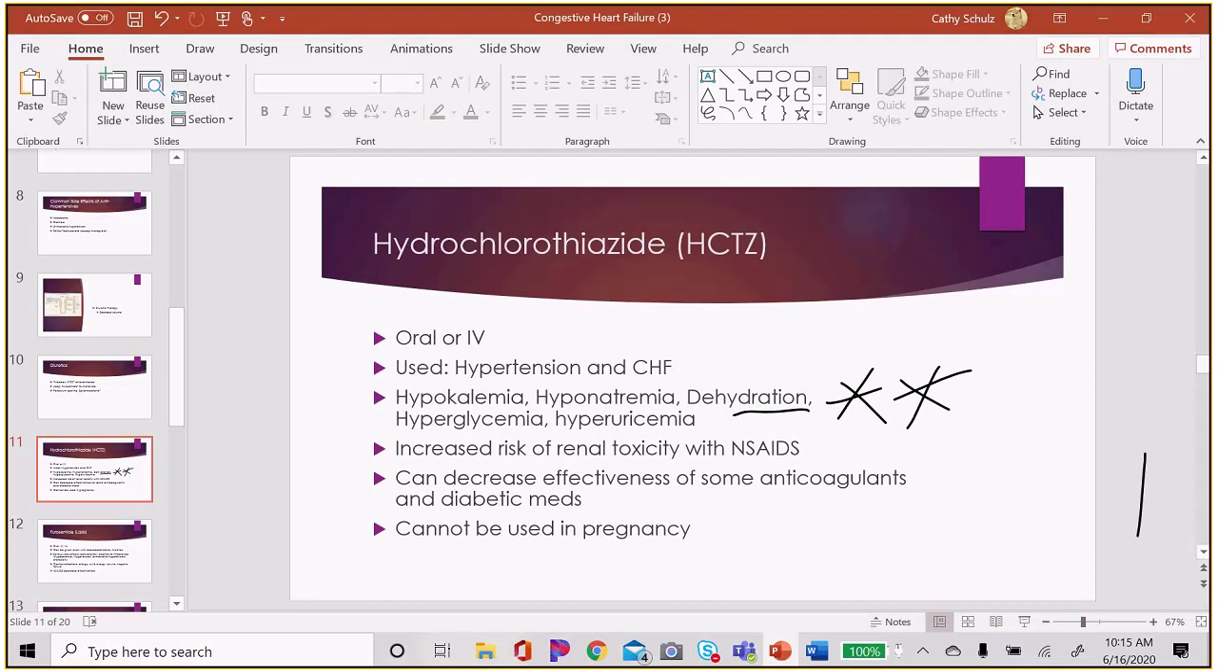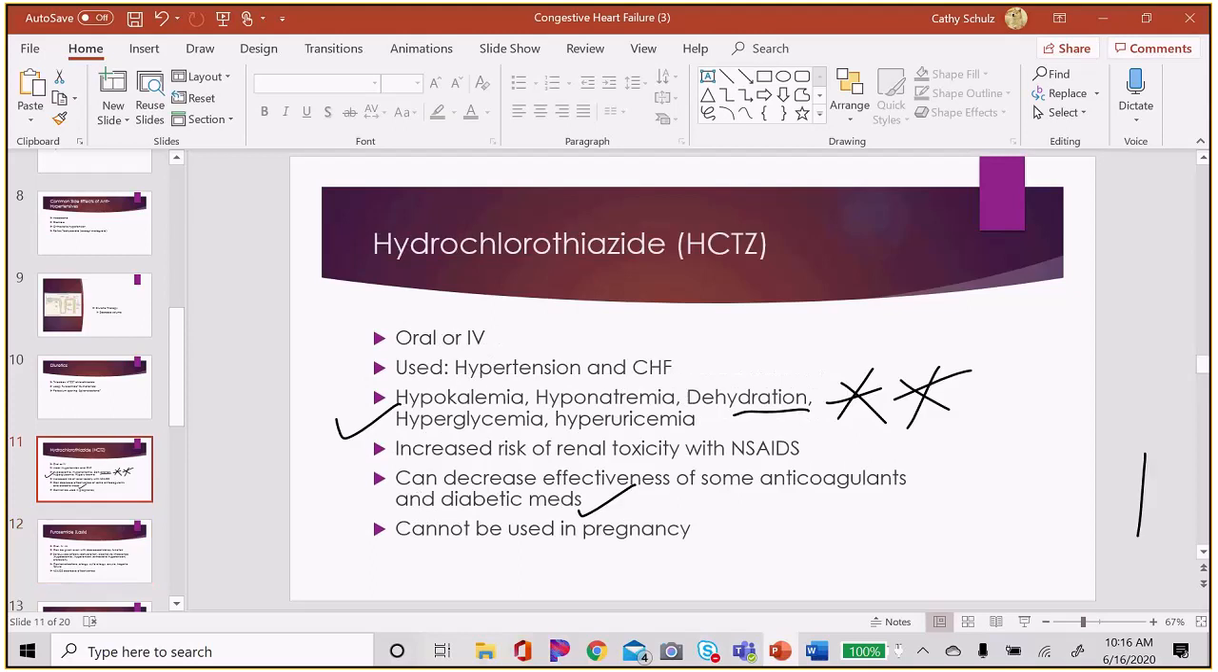There is an increased risk of renal toxicity if these are taken with NSAIDs. So that's ibuprofen. So we have to be careful if we're taking those together. It's possible this could decrease the effectiveness of some anticoagulants and diabetic meds because here it causes hyperglycemia. So it might mean that we have to be sure the person is checking their blood sugar more if they have diabetes.